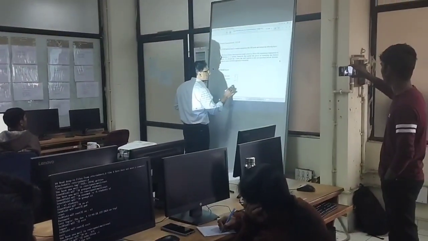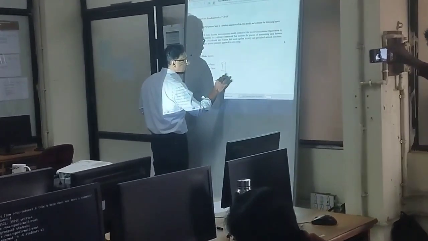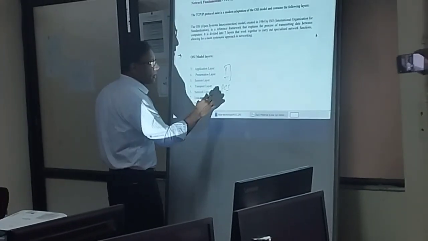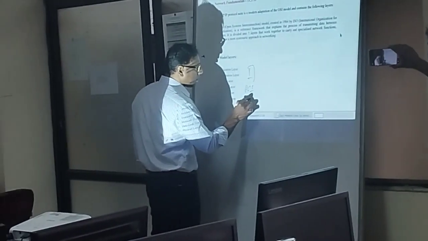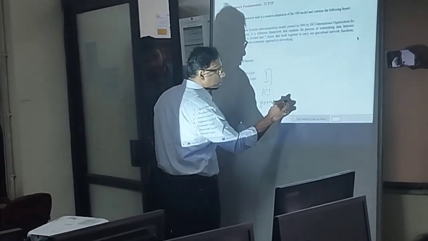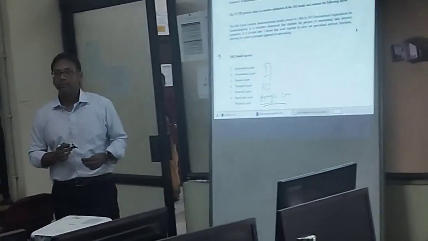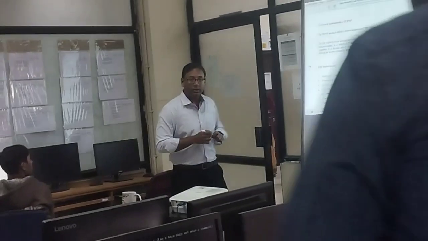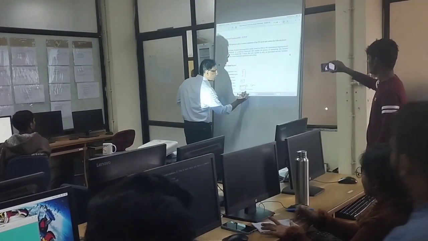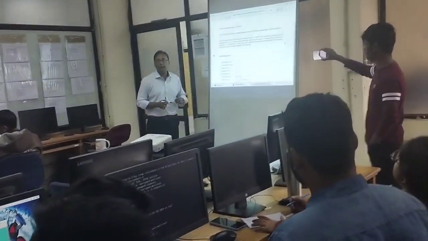So how it will come? Say it is my machine, and I type here, what is the google.com? It is a domain. It is FQDN, fully qualified domain.